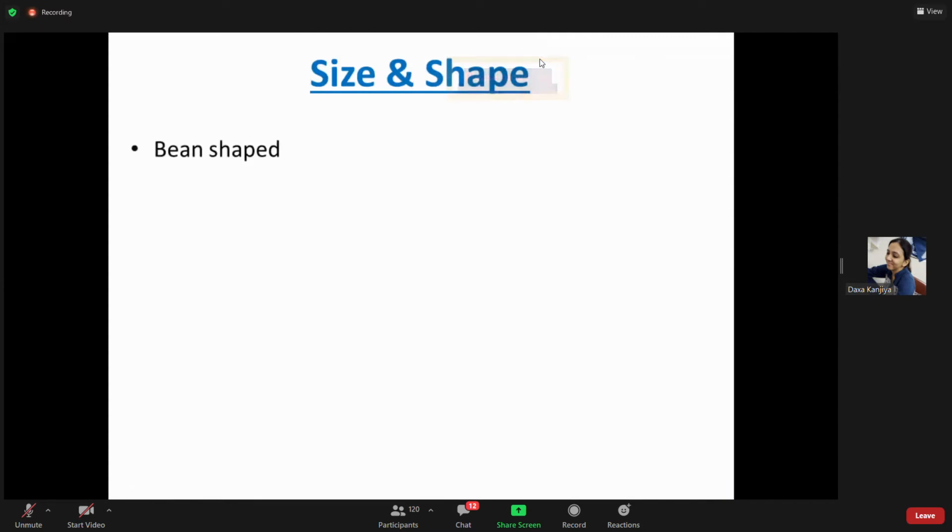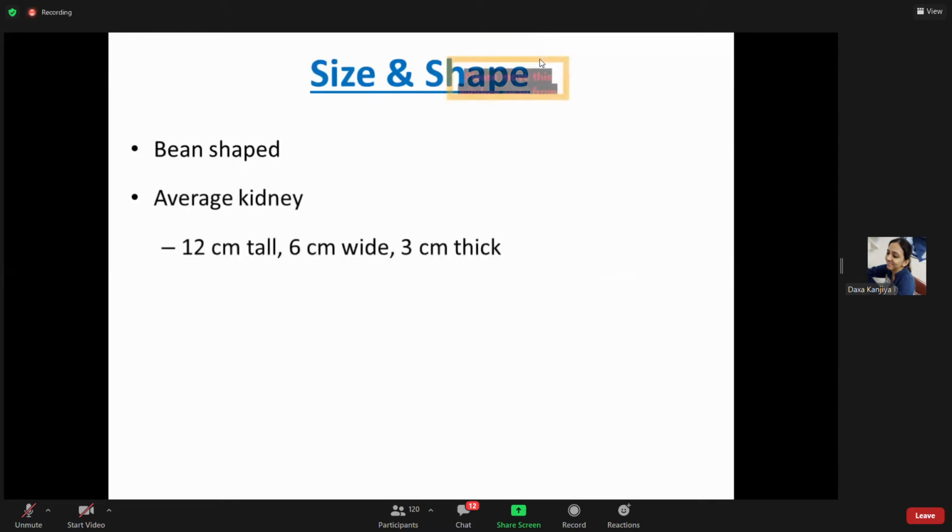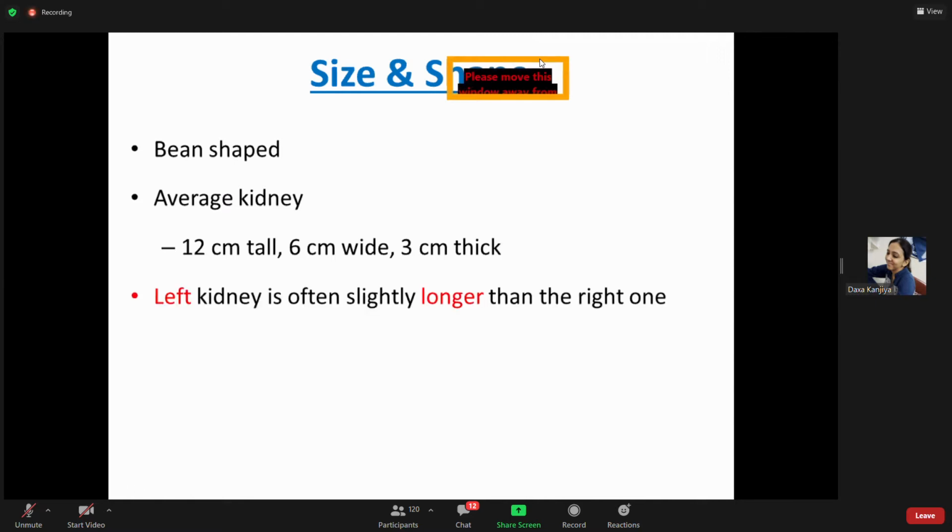Size and shape of both kidney. Both kidneys are bean shaped. Average size is around 12 centimeter long, 6 centimeter wide, and 3 centimeter thickness. Left kidney is slightly longer and narrower than the right kidney. Weight is around 150 gram in male and 135 gram in female.